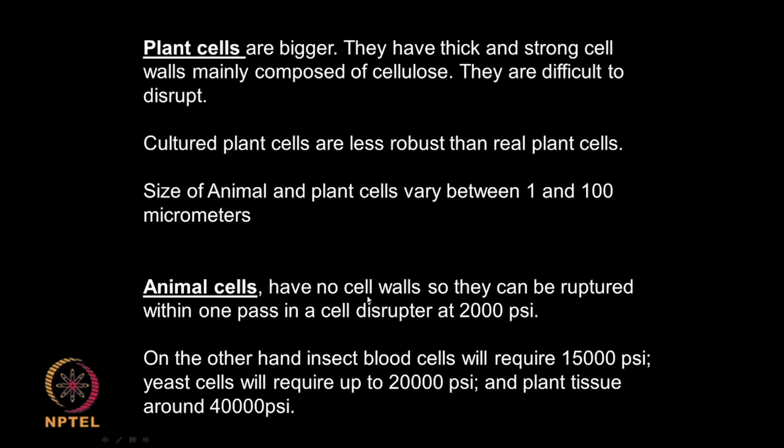Animal cells have no cell walls, so they can be ruptured very easily in one pass itself at about 2000 psi. Whereas insect blood cells will require 15,000 psi, yeast cells will require 20,000 psi, and plant cells will require 40,000 psi. You see, depending upon the thickness or the toughness of the cell wall, you will require different pressures to rupture or break the cell walls. Animal cells will require the lowest, then comes yeast cells, and finally the plant cells.